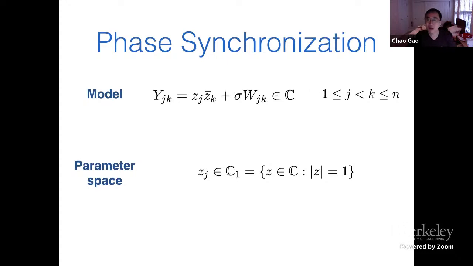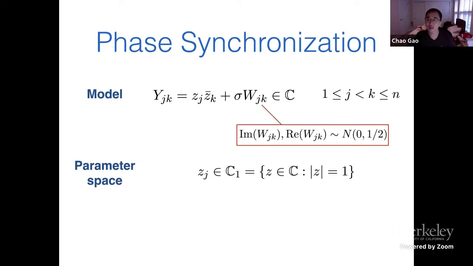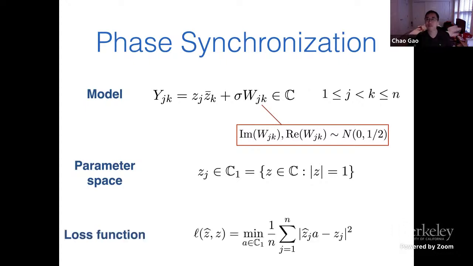And the noise variable is just standard Gaussian. Here, the standard Gaussian is in a complex space. It is defined as both the imaginary part and the real part sampled IID from normal 0, 1 over 2. And our goal is to estimate these angles Z1 through Zn under the normalized L2 loss.